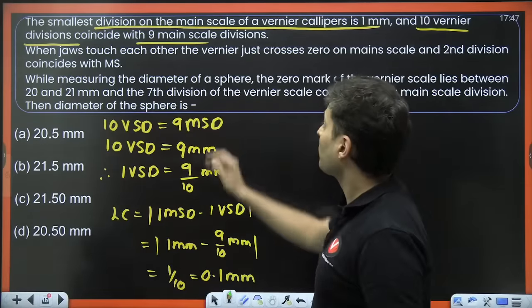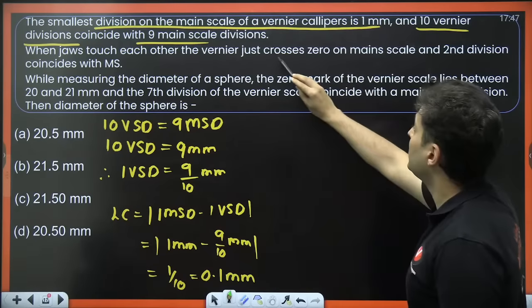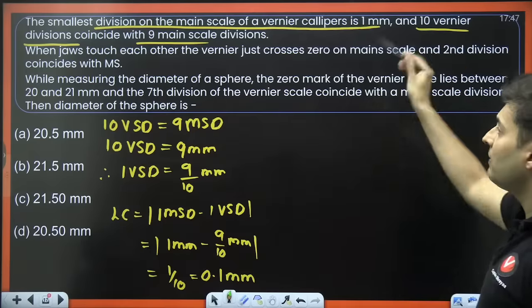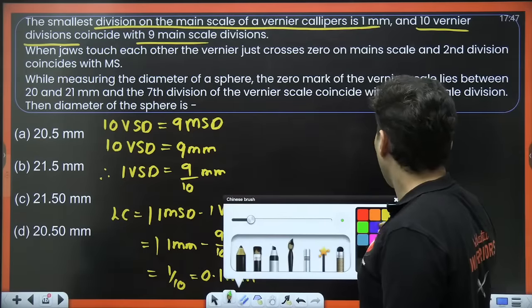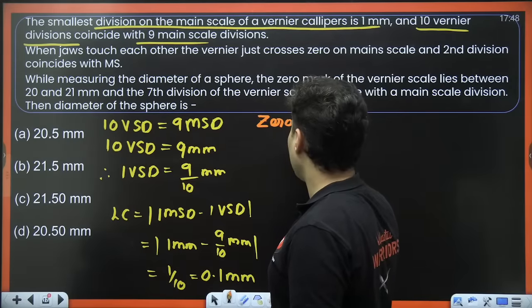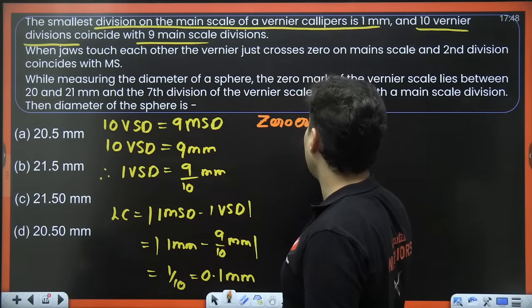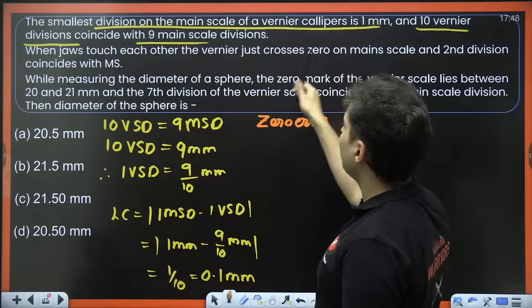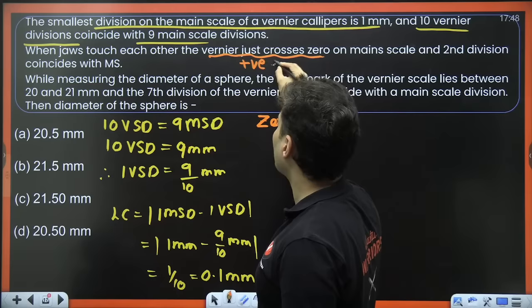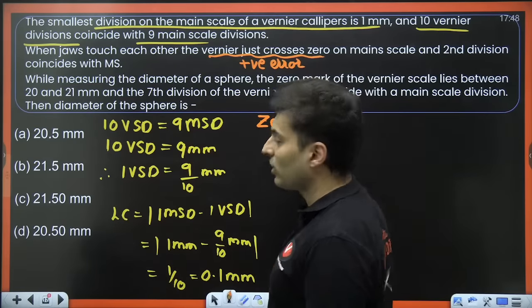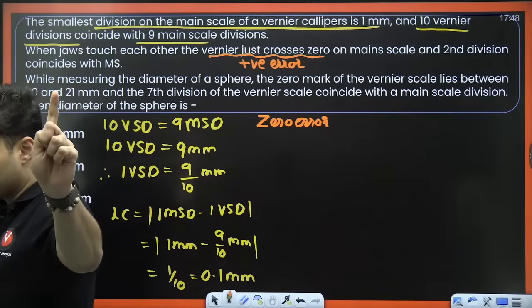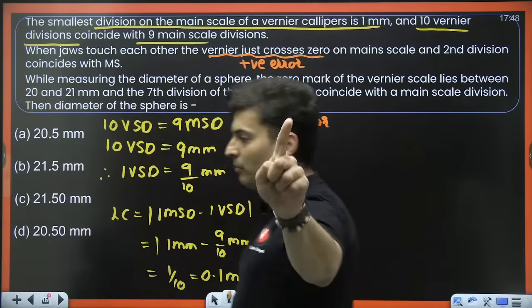But there is a catch. When the jaws touch each other, just the zero crosses on the main scale and second division coincides with the main scale. Oh, there is zero error also. So zero error, is this positive or negative? Because it is given the vernier just crosses the zero, that means won't it be a positive error? Won't it be a positive error, my dear warriors? How many of you saw that? Very good. If you saw that, it is a positive error.